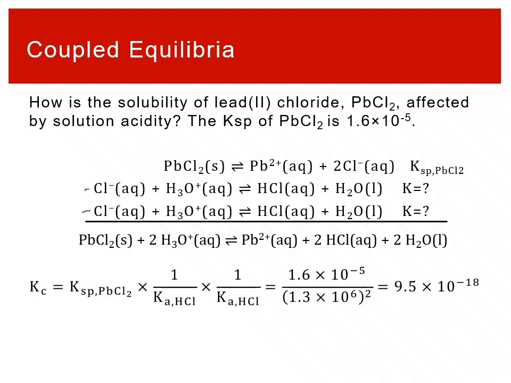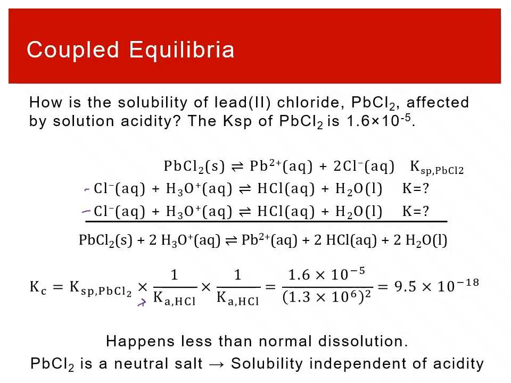Determine the Kc for that, and once again, it's going to be the solubility product divided by the acid dissociation constants of HCl. But wait a second, our resulting Kc is lower. And that's because HCl is a strong acid. So because HCl is a strong acid, that means chloride is not a base. So chloride here is not a base, and so this ends up not being a salt that we would predict to have its solubility changed.